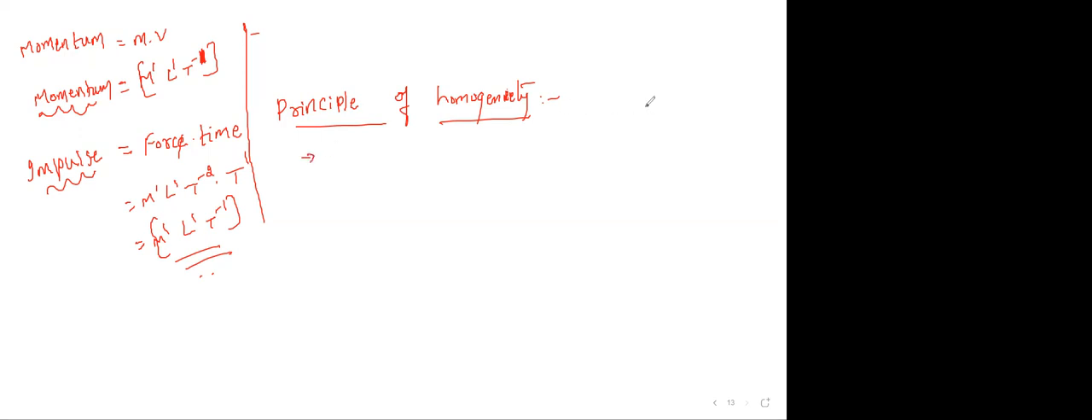Now, can you tell me what is the value of 2 plus 1? 3, sir. 3. Can you tell me what is 2 kg plus 1 kg? 3 kg. Can you tell me what is 2 meter plus 1 meter? 3 meters. Okay. Then can you tell me what is 2 kg plus 1 meter?